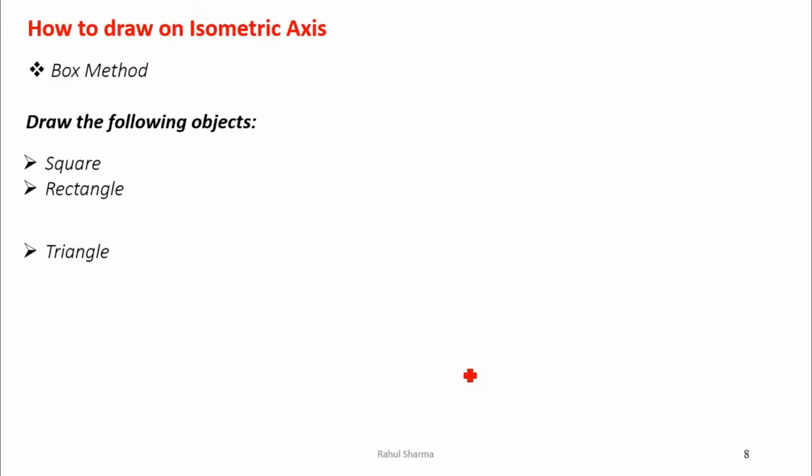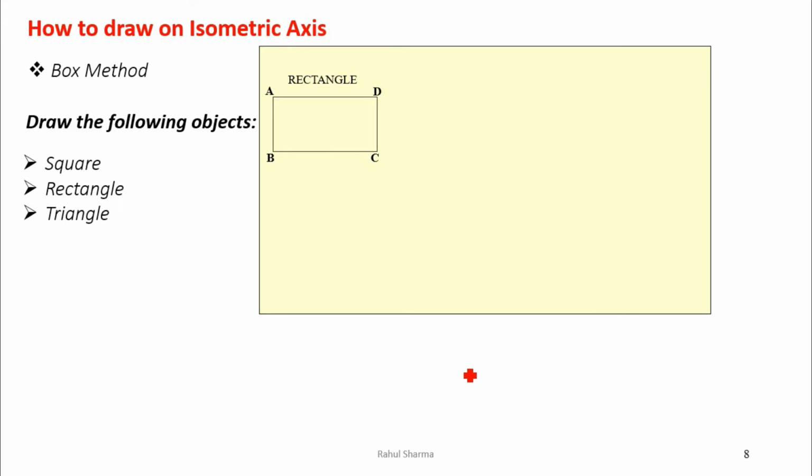Now how to draw anything on the isometric axis. Now we are going for the drawing side. We have to draw anything, but we use a method that is known as box method. So let's see how to draw a square, rectangle or a triangle in the isometric axis. So let's say this is a rectangle. Rectangle means opposite side, 90 degree, opposite and equal side. We make the isometric axis first.